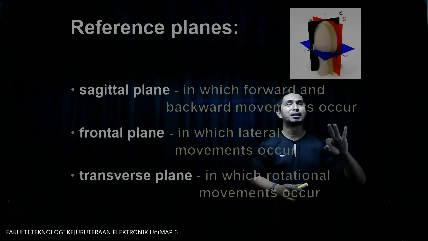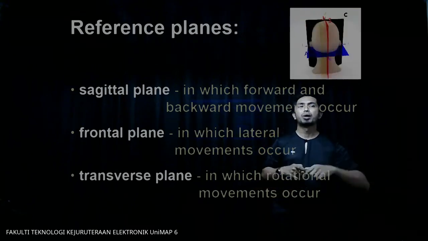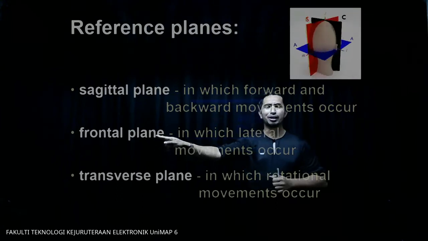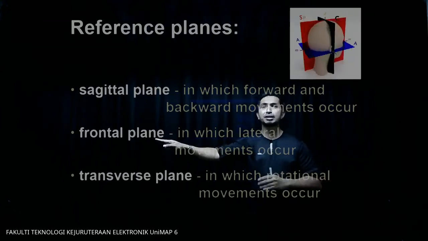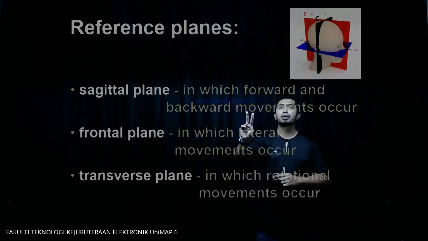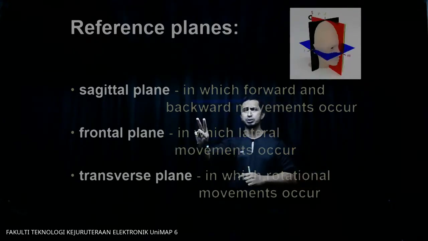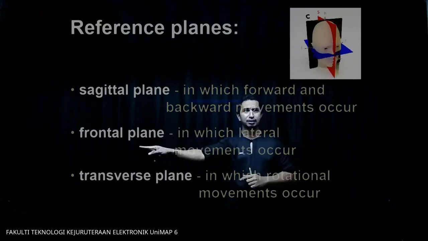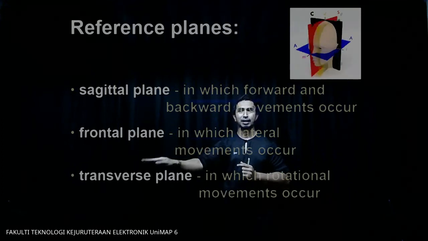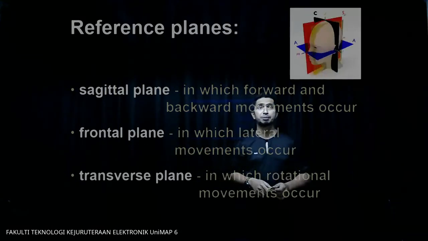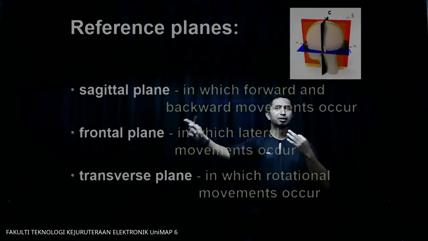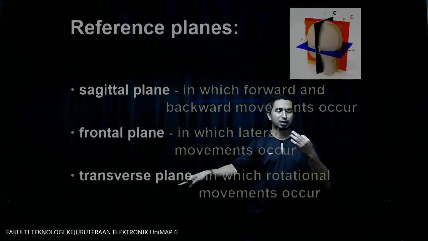First is the sagittal plane. Second one is the frontal plane or coronal plane. Not coronavirus, but coronal plane. So for frontal, you have two terms. It depends on the reference book that you use. Some use frontal plane, the other use coronal plane. And the last one is the transverse plane. So three planes that you need to know: sagittal, frontal, and transverse plane.